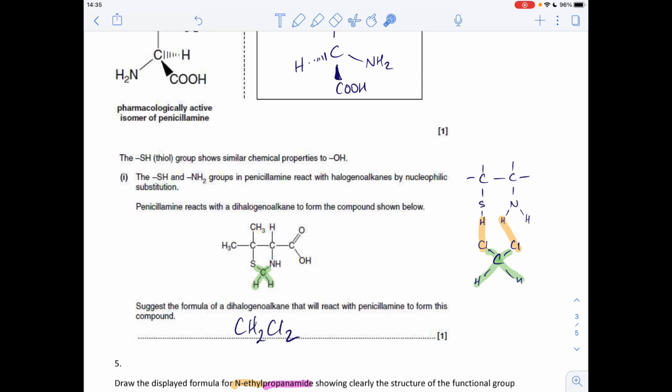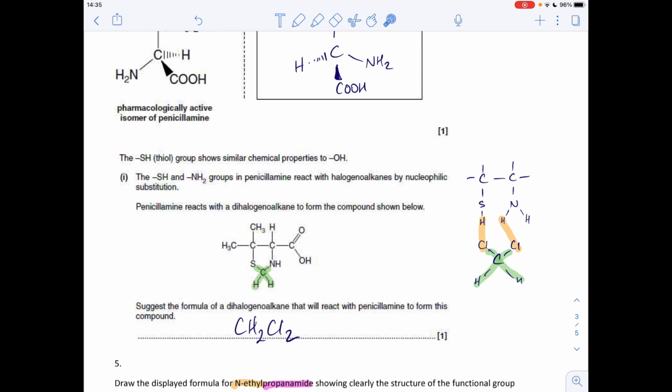So hopefully you can see what I've done here. I'm just focusing on where the change is. So I've just drawn the carbon with the SH on and the carbon with the NH2 group on, which is what we had to start with. Now if we want to get this green group on, we're going to need a dichloro version of that, or it could be a dibromo if you wanted to.